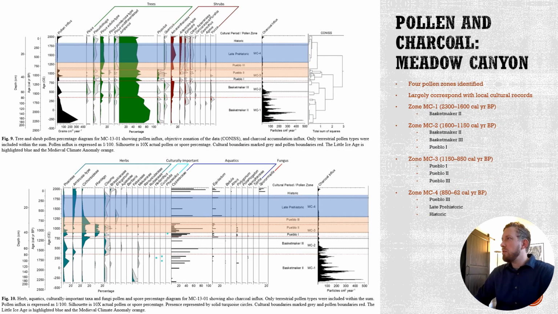At Meadow Canyon, for pollen and charcoal, 4 pollen zones were identified. These also largely corresponded with local cultural records. MC1 corresponded to Basket-Maker 2, MC2 to Basket-Maker 2, 3, and Pueblo 1, MC3 to Pueblo 1, 2, and 3, and MC4 to Pueblo 3, the late prehistoric and the historic.